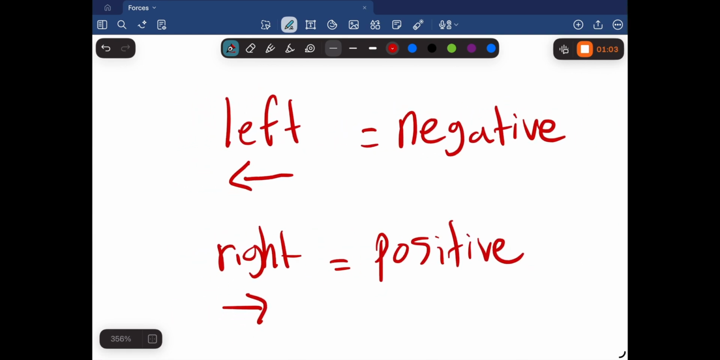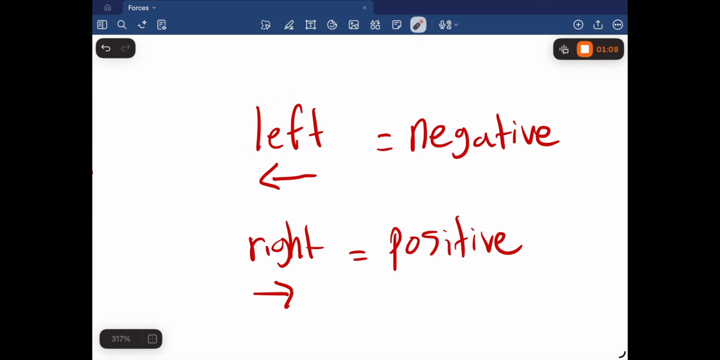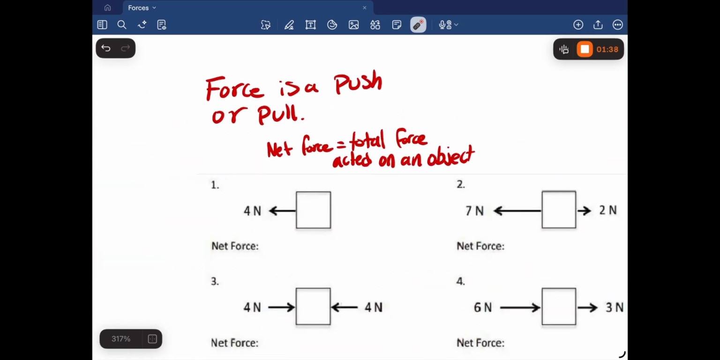something that will help us when thinking about net force. When we have things moving to the left, so that means they're moving to this direction, that is negative. Think of a negative number, same thing as a number that you subtract. So if it's going to the left, that's a number we subtract. Forces that are acted upon to the right are positive. So think of these numbers that we add. Just keep that in the back of your mind as we work through these problems.